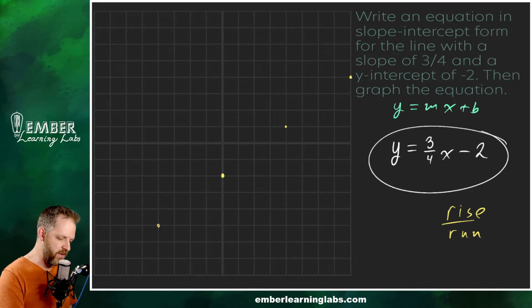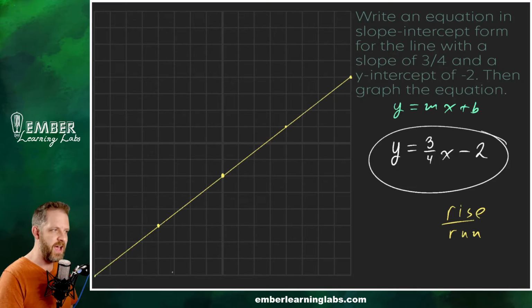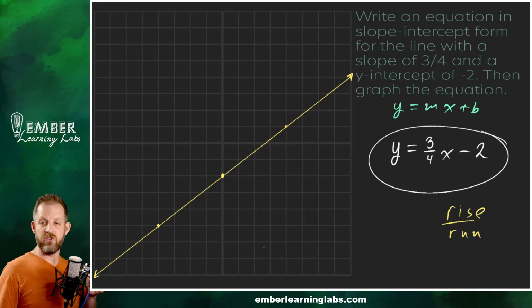So then all we have to do is connect those dots. I'm going to stick another one on here because it's going to make my life a little bit easier. And then we connect the dots. We're going to put arrows on it to represent it going on forever and ever. So there's the equation of y equals 3/4 x minus 2.